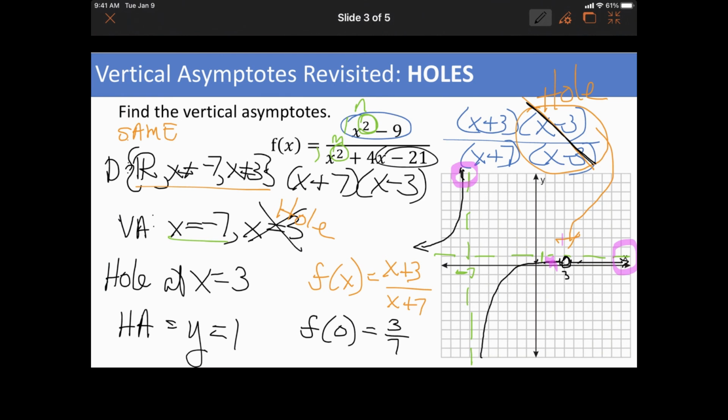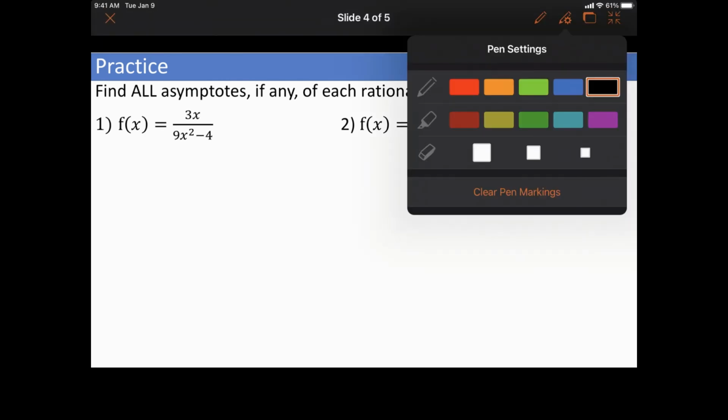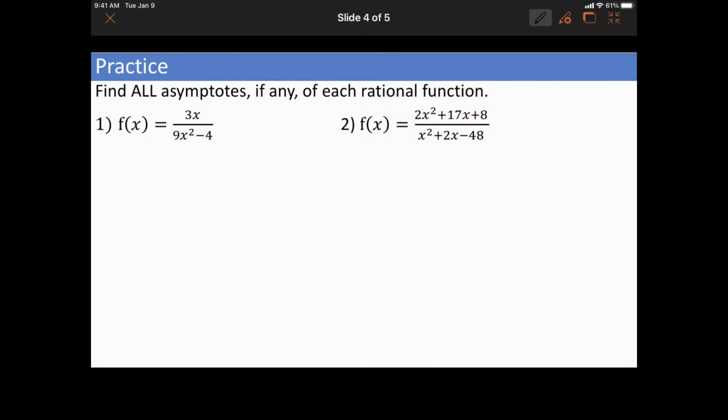All right, so let's practice. The direction says find all the asymptotes. So I have to make sure I find all the asymptotes. I tend to find the vertical ones first. So I'm looking, and we're going to have a vertical and maybe a horizontal or oblique.